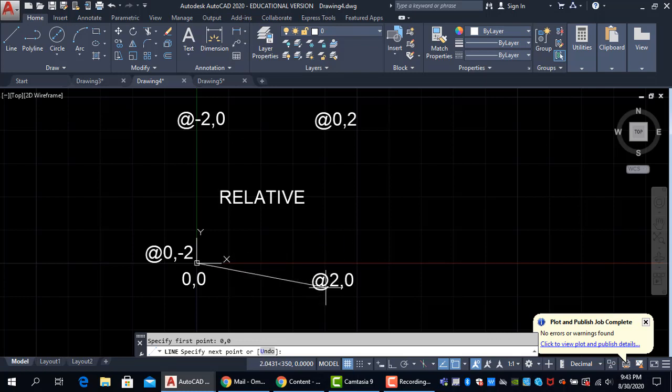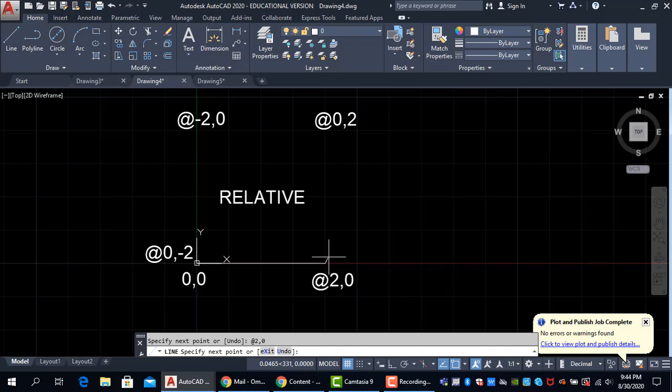Now, when you want to use a relative coordinate system, you have to put an @ sign at the beginning of your 2 points. That's telling AutoCAD that you want to change to relative. So let's do that. I want to put @ just like that, 2, 0. Enter, and I found that point.